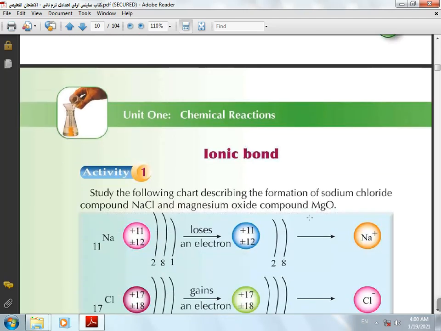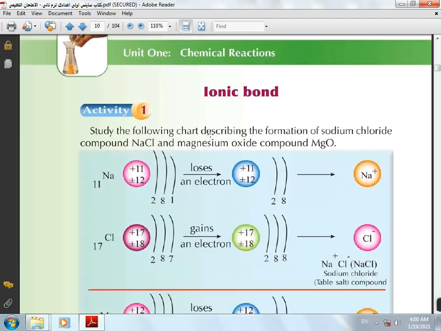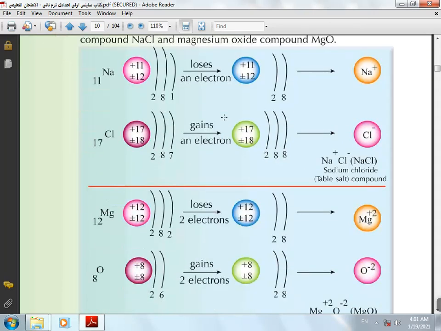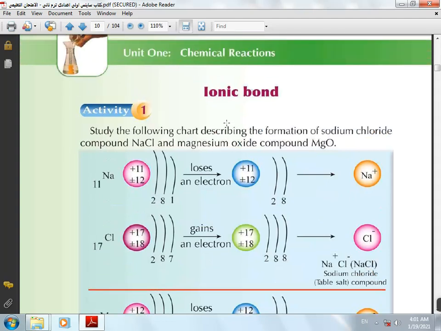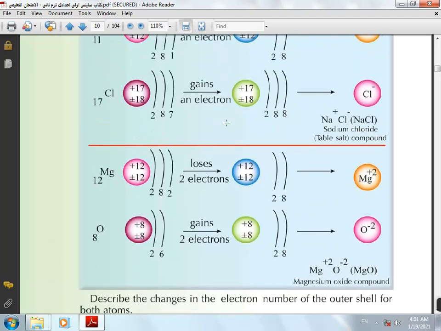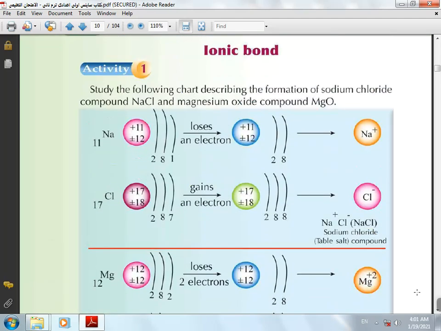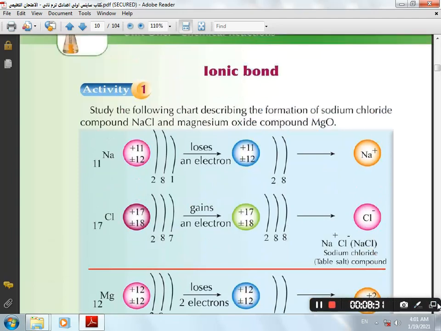The second point in lesson 1, ionic bonds. We have two types of bonds: ionic bonds and covalent bonds. Ionic bonds, it is an electric attraction between positive and negative ions. For example, the formation of sodium chloride, table salt compound, which is an ionic compound.